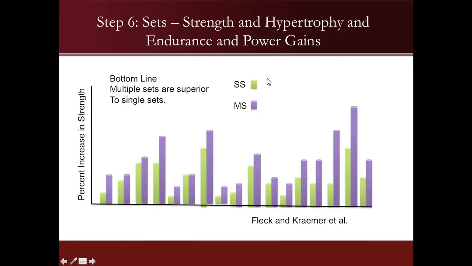As far as volume, we can compare single versus multiple sets. And ideally, multiple sets are going to be better than single. These are each individual studies looking at strength. You see that multiple is always better than single in general. So multiple sets. How many sets is that? We currently don't know. But we know that 3 is better than 1 in untrained and novice. We know that 8, for example, is better than 3 in highly trained.